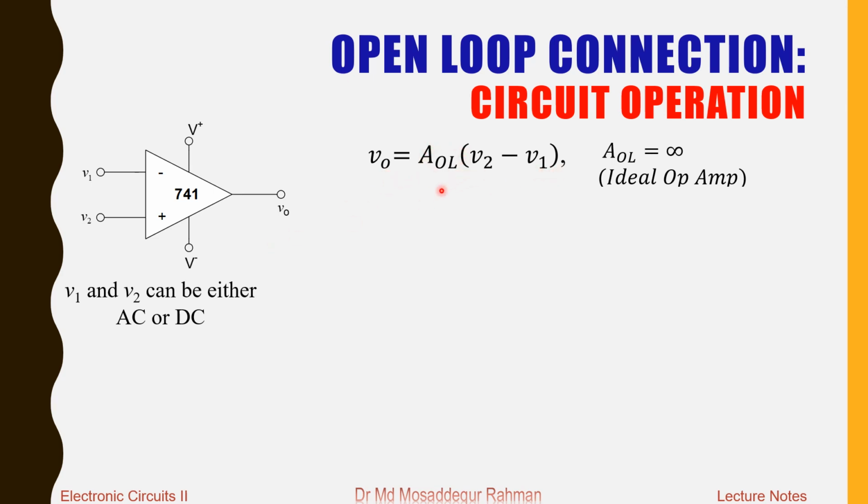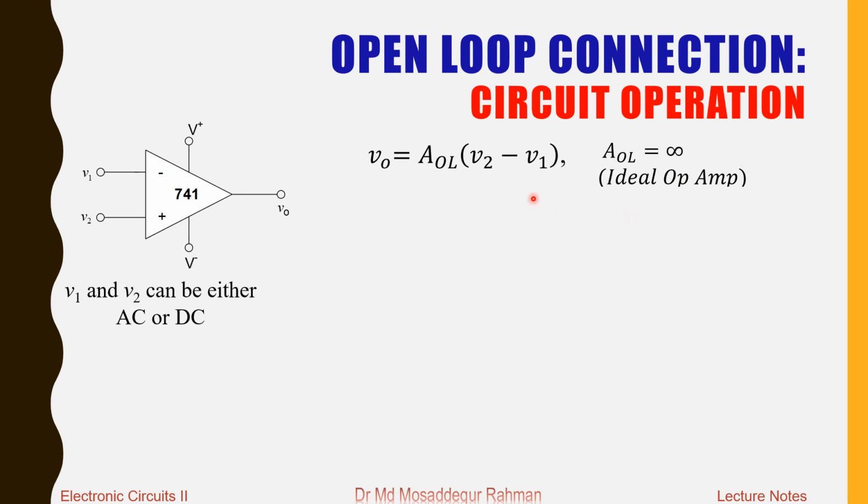The AOL stands for the open loop gain of the op-amp, because this is the open loop connection of the op-amp, and the gain of the op-amp we denote as the open loop gain. Now the output is the amplified form of the input. What will be the input in this case, because we have two input voltages V1, V2? Interestingly, the op-amp doesn't amplify either V1 or V2, it amplifies the difference between these two voltages. So you take V2 minus V1, that's the difference voltage, and then multiply by AOL, the open loop gain of the amplifier, and that is the output.